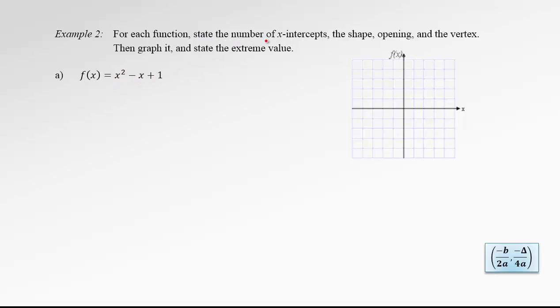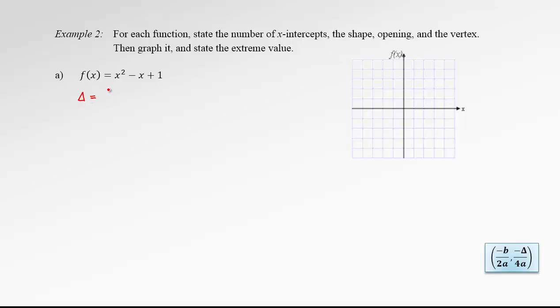So, to state the number of x-intercepts, we don't need to calculate those x-intercepts at all. We just need to calculate the discriminant, isn't it? Because this will tell us how many intercepts we should expect. And this will also help us to find the vertex. And that's all we need in order to graph it.